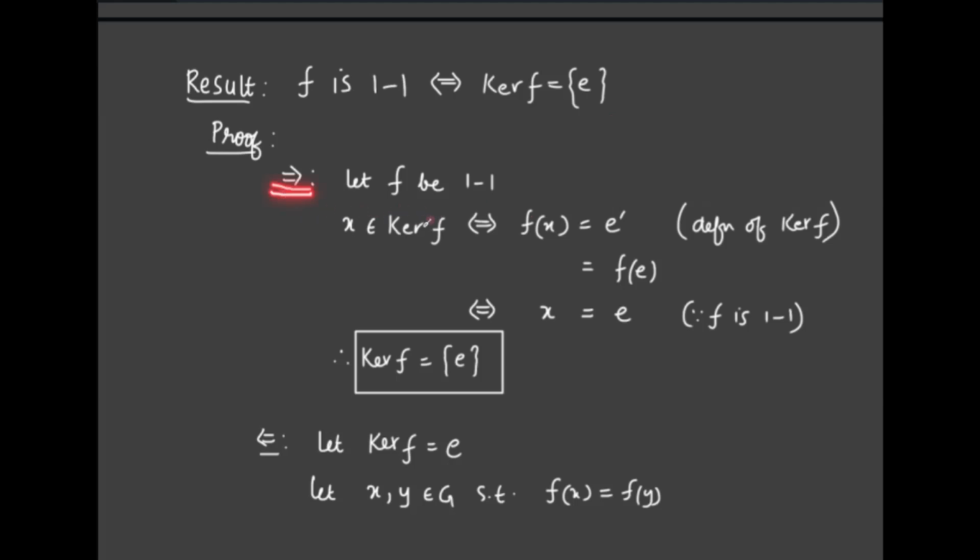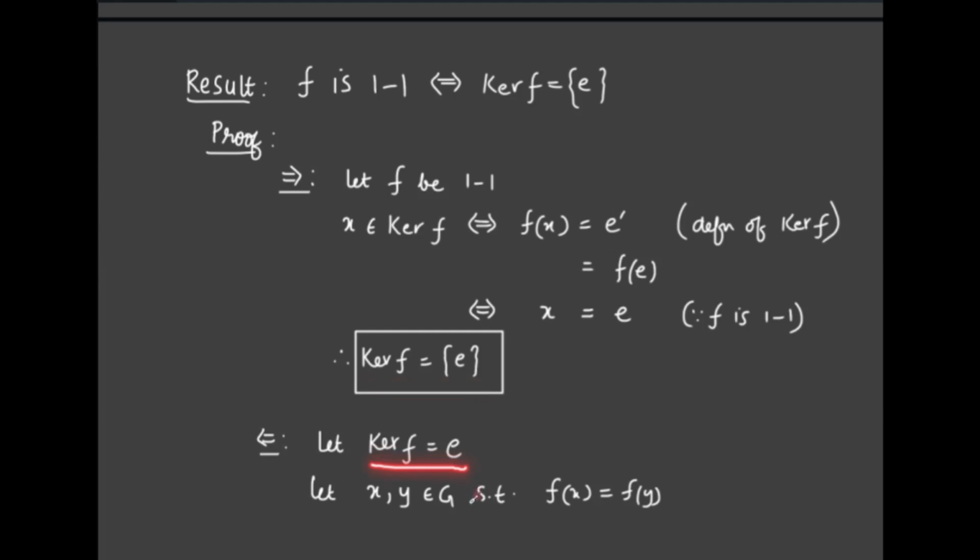First, the forward implication. Let f be 1 to 1 and let x belong to the kernel of f. What does it mean? It means that f of x is e dash by definition of kernel, and e dash is nothing but f of e, right? Because f of e is what is getting mapped to e dash, and because f is 1 to 1, we can write f of x equals f of e, so x equals e. So we got that for any element in the kernel, it became the identity element, meaning the kernel contains only the identity element.